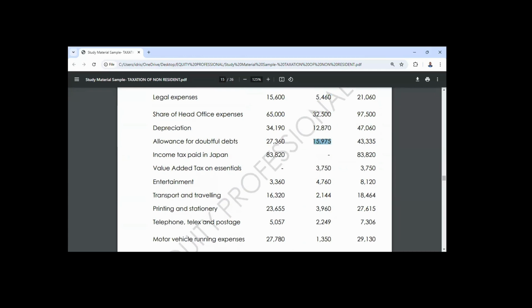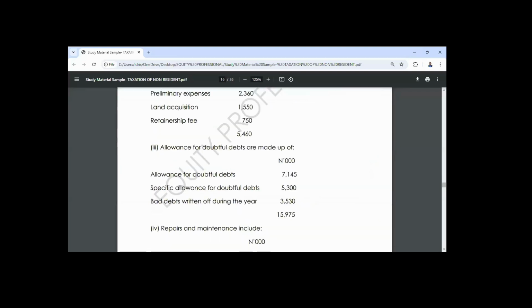Then now goes the breakdown. Look at the breakdown. First one, allowance for doubtful debt. Second one, specific allowance for doubtful debt. Third one, bad debt written off. Out of these three items, which one is allowed and which one is disallowed? Allowance for doubtful debt is disallowed. Specific allowance is allowed. Bad debt written off is allowed. Thank you very much, my brother.